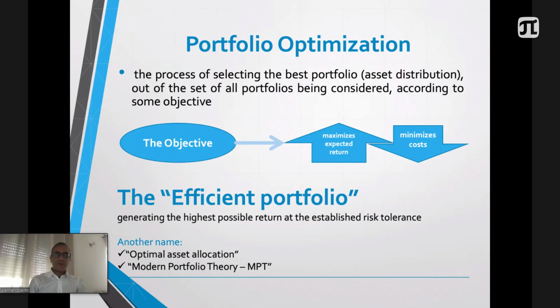So portfolio optimization should result in what investors call an efficient portfolio. And this means it's generating the highest possible return at your established risk tolerance. The efficient portfolio generates the highest possible return given a certain risk. This is also known as optimal asset allocation, and we will discuss more in detail about this when we talk about modern portfolio theory.